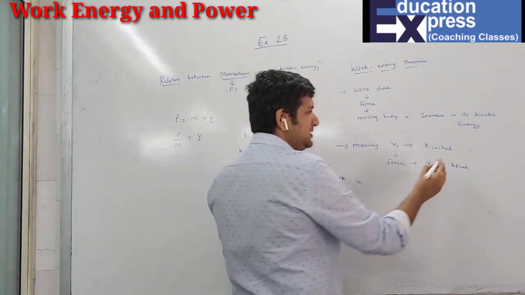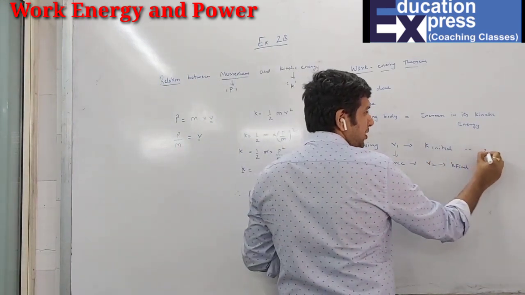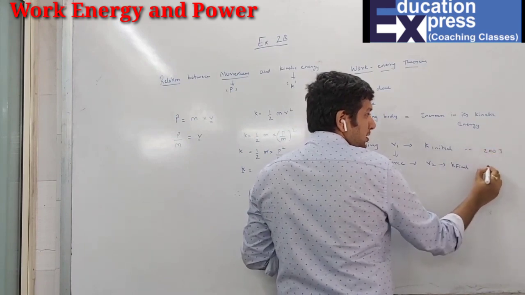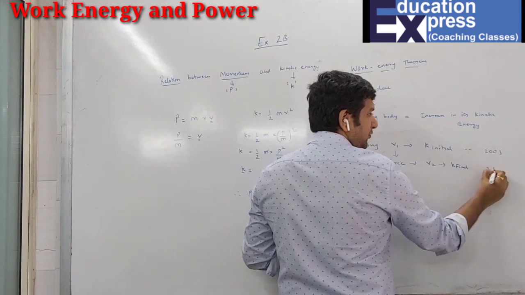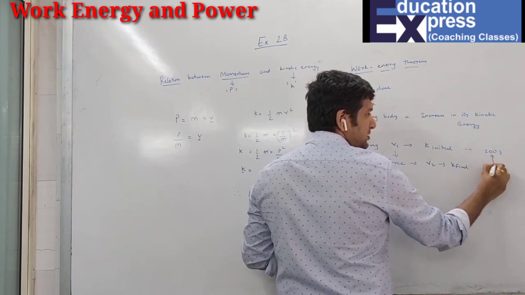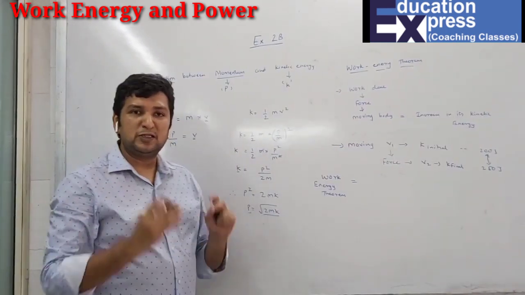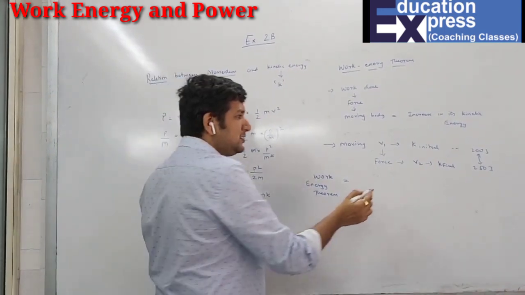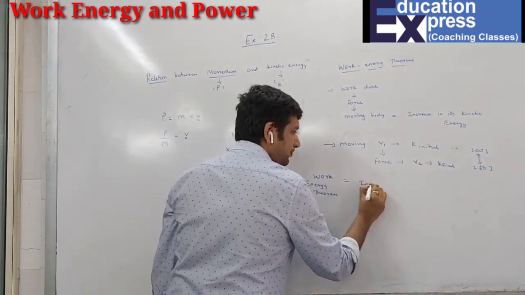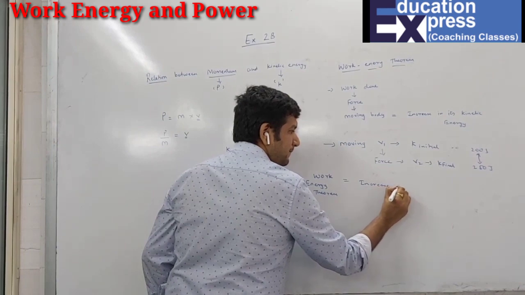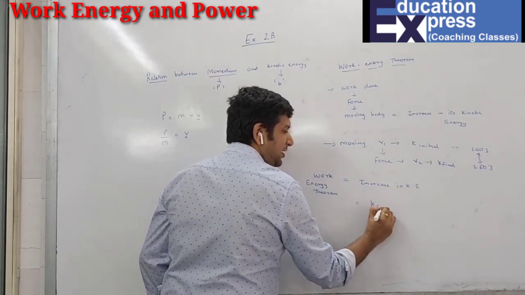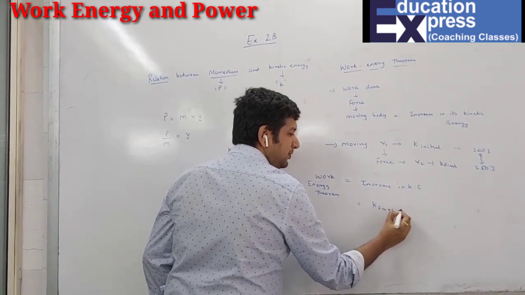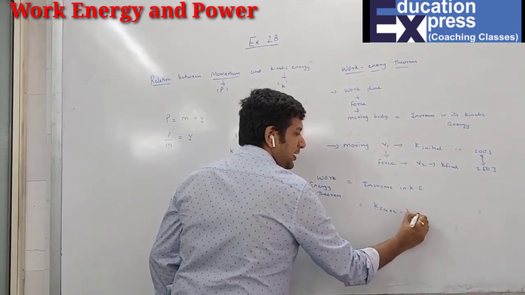For example, just an example, here the energy was 200 joules and here it is 250 joules. So what is the increase, students? 50 joules, that is 250 minus 200. In other words, the increase in kinetic energy is nothing but the final kinetic energy minus the initial kinetic energy, which you have to prove.